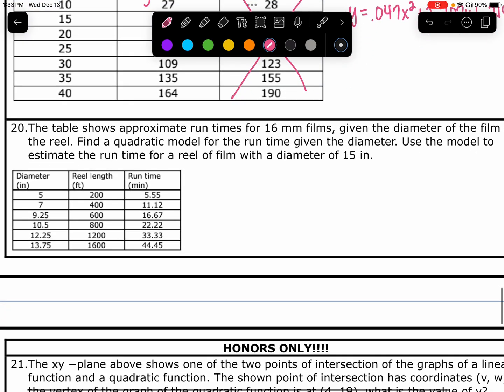All right, now try number 20. All right, that's it.